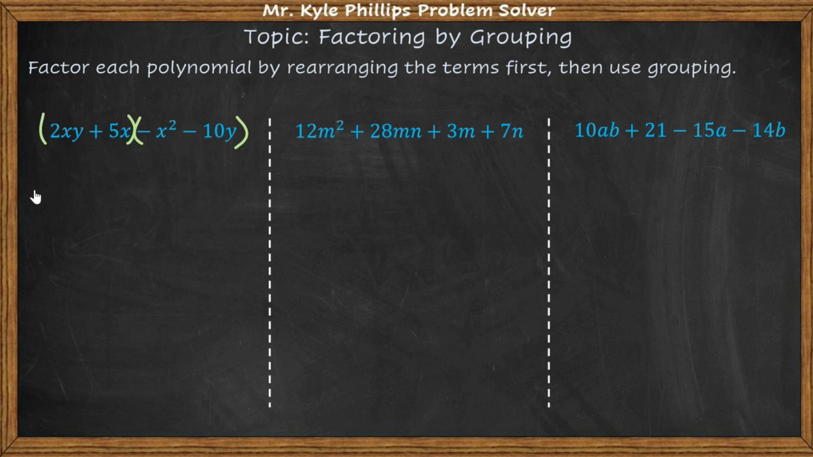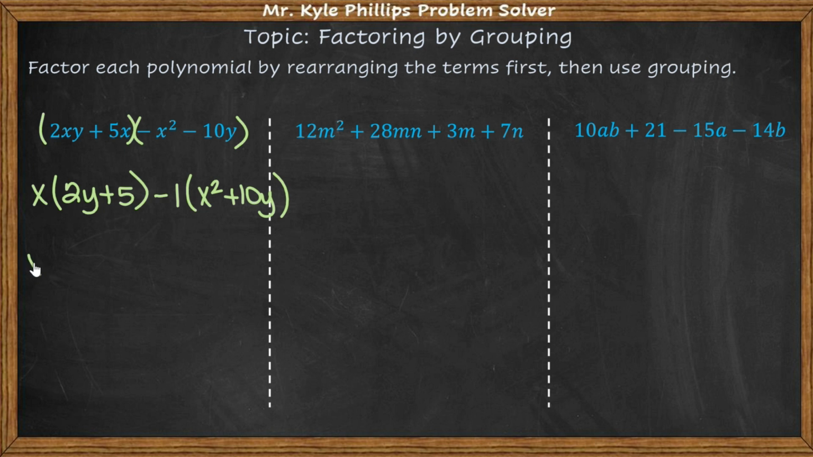Here, it looks like I can pull out an x, so I'm left with 2y plus 5, and I factor out, say, a negative, well, I can only factor out a negative 1, and that will leave me with x squared plus 10y. Are these two binomials identical? They are not. Okay, so factor by grouping does not work now.